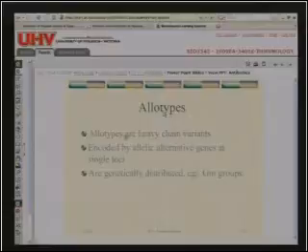Allotypes are heavy chain variants encoded by allelic alternative genes at single loci. The locus is the gene location, where the gene is present on the chromosome. They are genetically distributed in the IgM group. So this is the allotype of variants. The allotypes are heavy chain variants. That you should understand: allotypes are heavy chain variants.